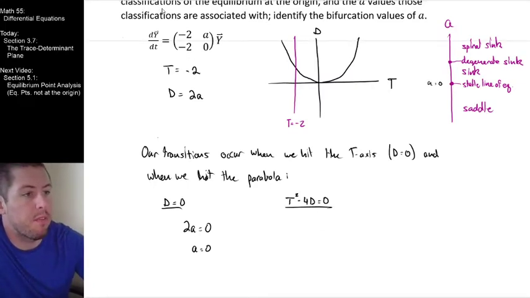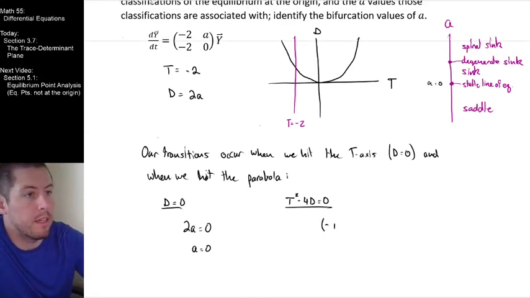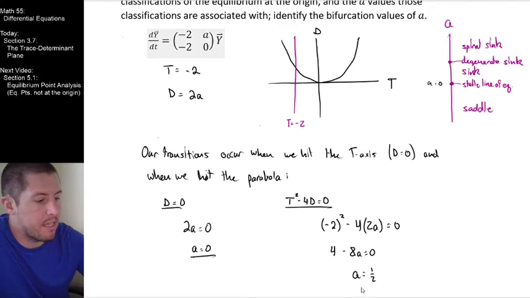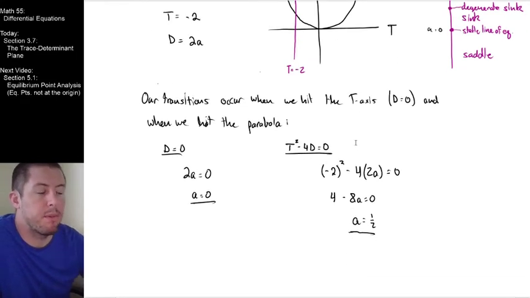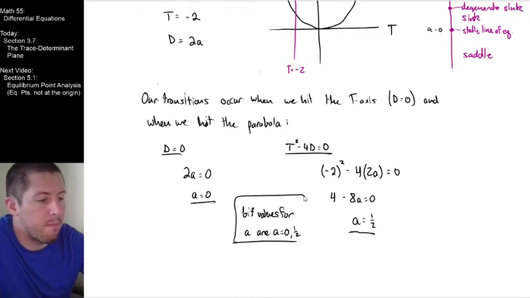Let me go ahead and throw in the two values that we know. We know that trace is -2, so I'm going to do (-2) squared minus 4 times 2a equals 0. 4 minus 8a equals 0. And it looks like a is going to have to be 1/2. So it looks like these are my bifurcation values for a, because they are the places where we transition from one classification to the next. So that's one part of my answer right here.